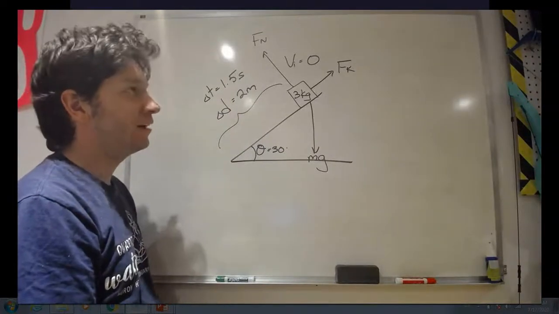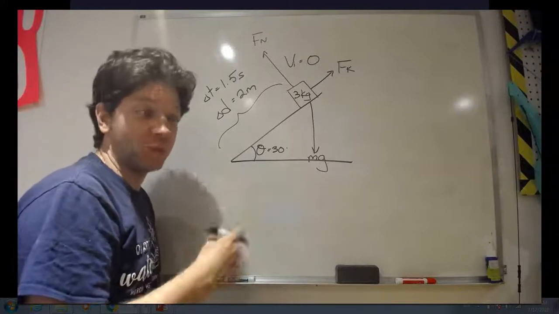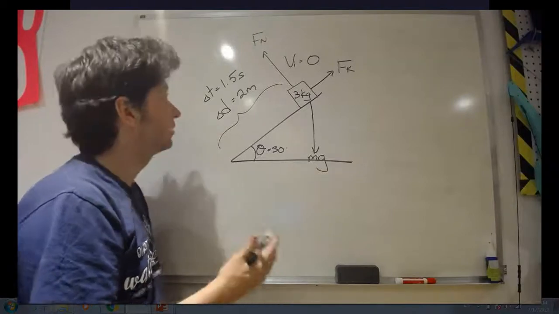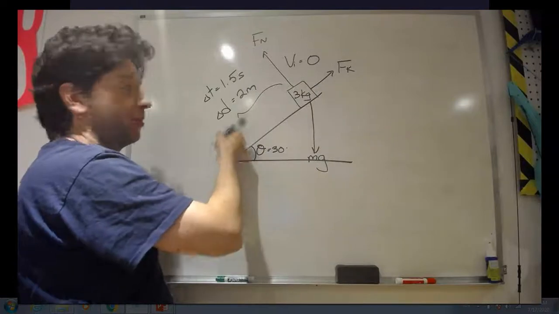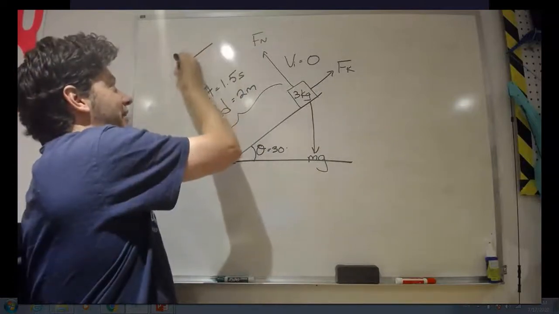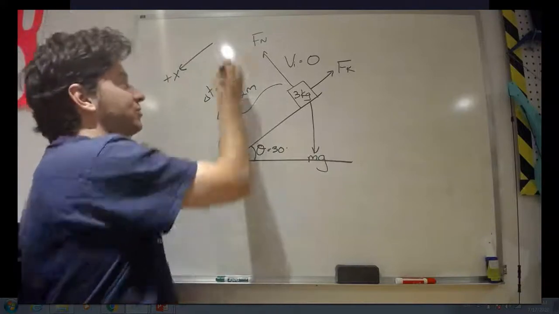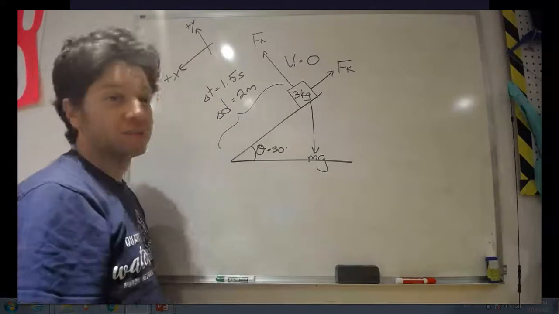Now we need a coordinate system, and again, I say choose a coordinate system where one of your axes is parallel to the direction of acceleration. So in this case, since acceleration is down the ramp, let's choose an x-axis where the positive direction is down the ramp. And we'll choose a y-axis perpendicular to that. So there's our coordinate system.